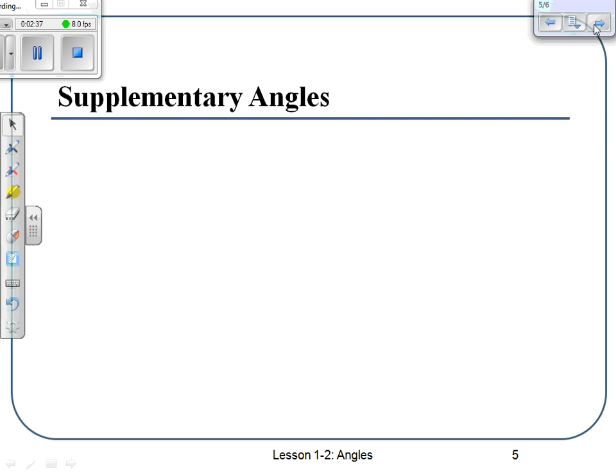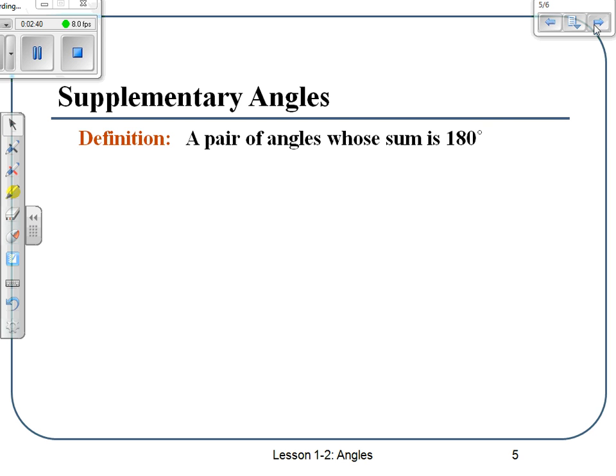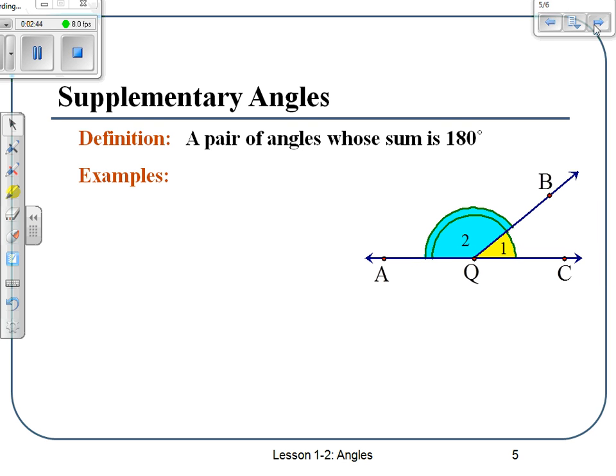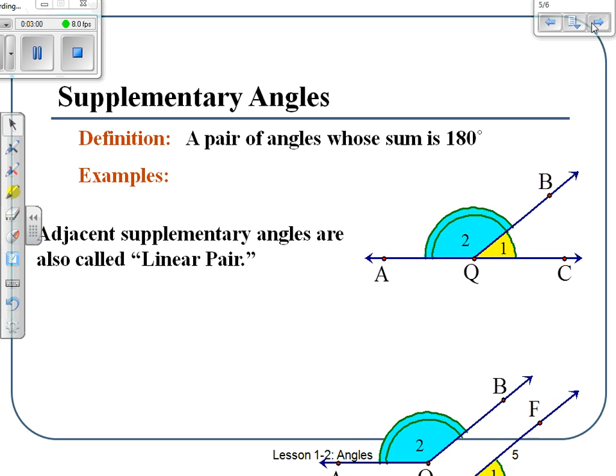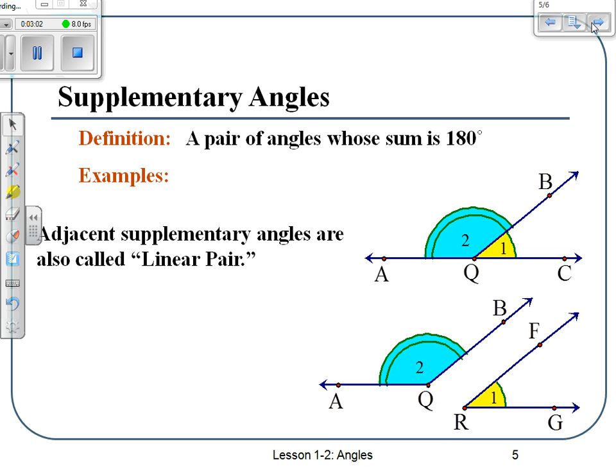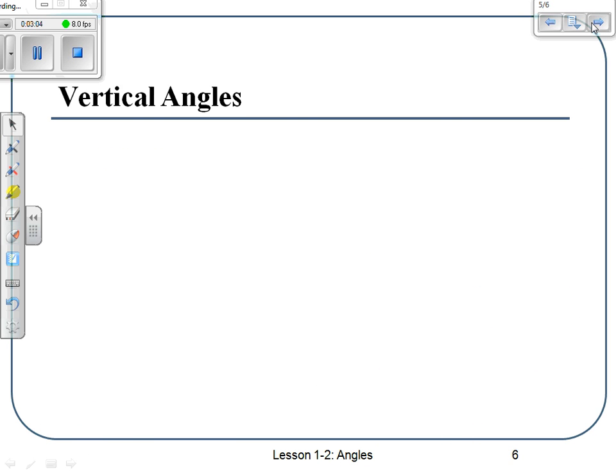And likewise with supplementary. Supplementary is a pair of angles whose sum is 180, and we can have a linear pair. Adjacent supplementary angles are called a linear pair. That is actually the linear pair postulate. You will see it down at the bottom. It's a very, very important postulate for your proofs this year. Supplementary angles can also be non-adjacent.